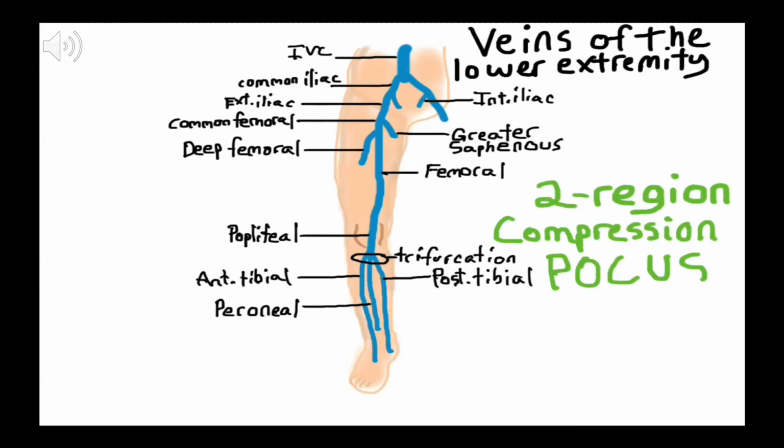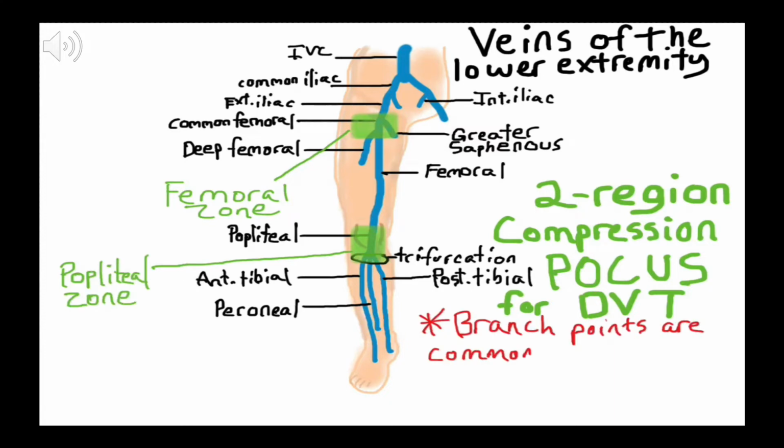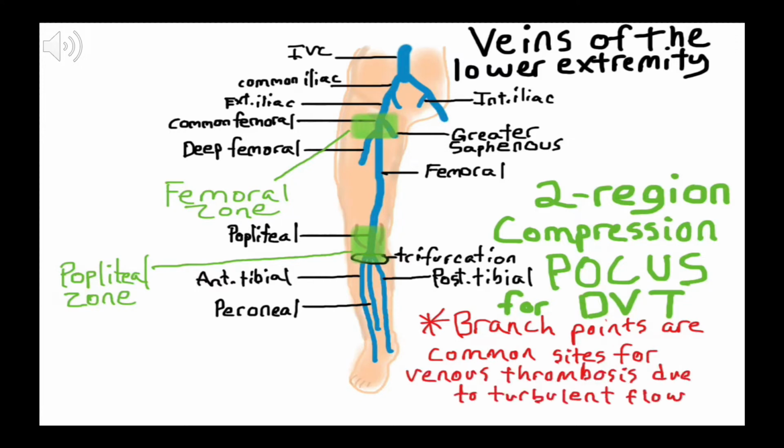The first region is the femoral region. It includes the common femoral vein, the saphenous branch point, and the splitting of the deep and superficial femoral veins. The second region is the popliteal region behind the knee and includes the upper border of the fossa down to the lower border and the trifurcation of the veins as they start to become calf veins.